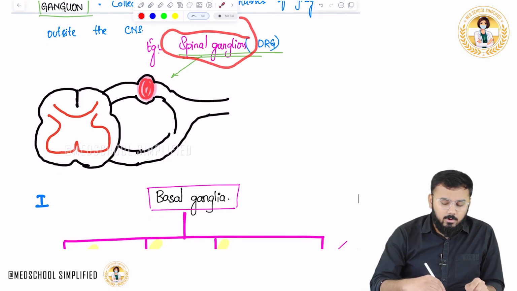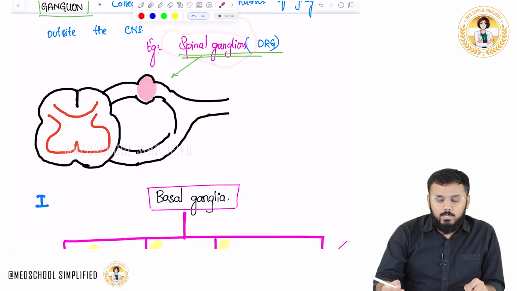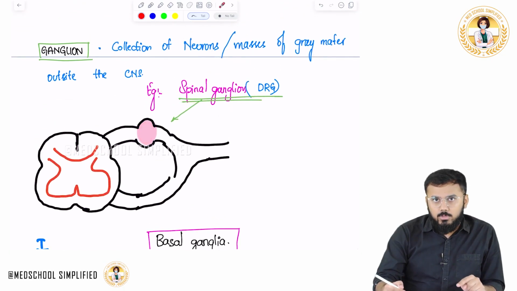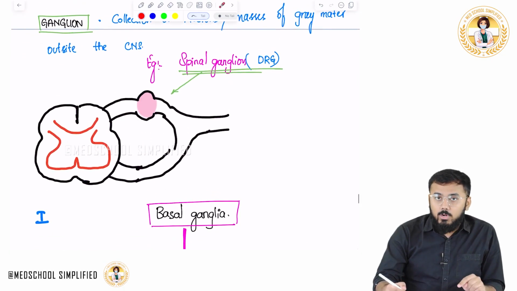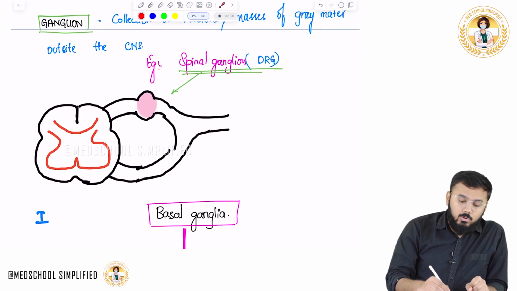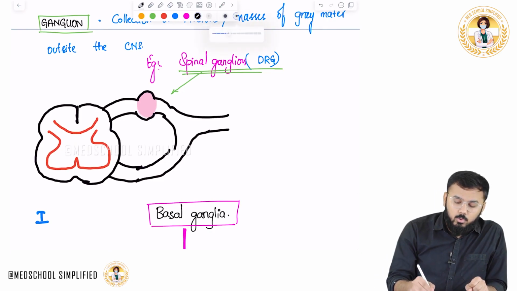Anything which is outside the central nervous system, like the spinal ganglion, right? You see, this is a ganglion. What is a ganglion? A collection of cell bodies together is called a ganglion. And by the way, what kind of neuron will be here? The neuron present over here is called a pseudo unipolar neuron.